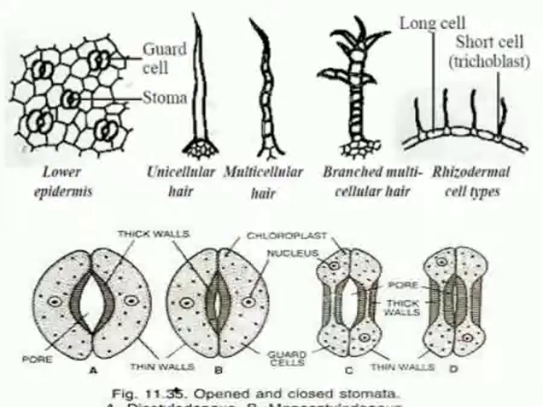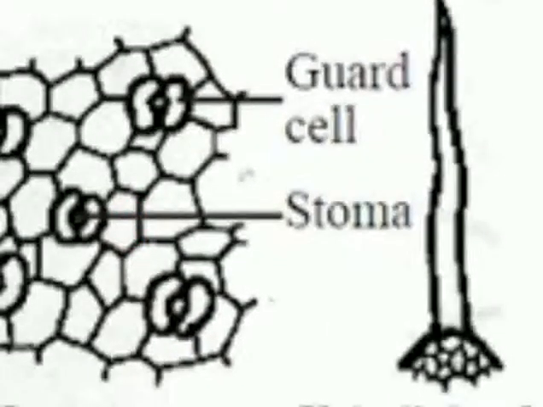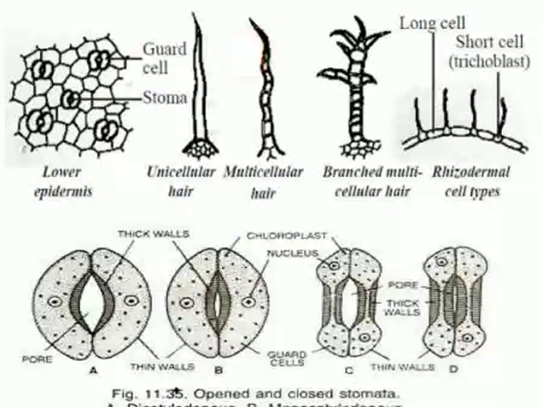Sometimes a few epidermal cells in the vicinity of the guard cell also become specialized in their shape and size, and these are called as the subsidiary cells. As you can see in this figure, these are the cells surrounding the guard cells. These are called as the subsidiary cells. The stomatal aperture, guard cells, and the surrounding subsidiary cells, they are together called as the stomatal apparatus.